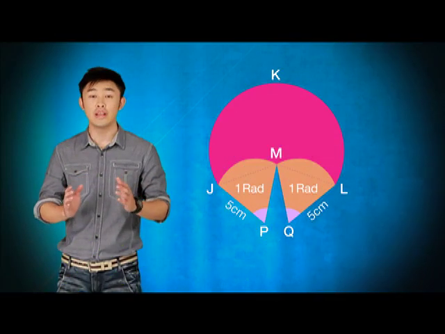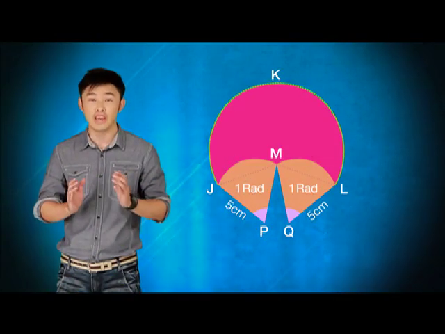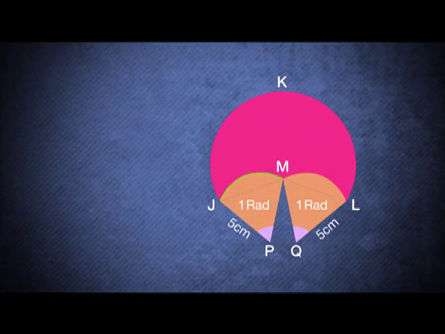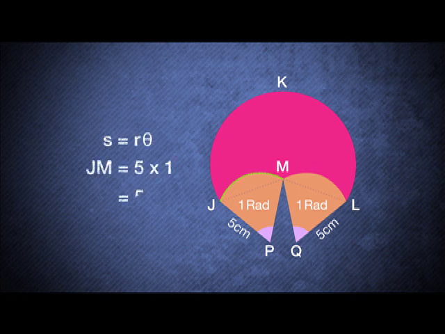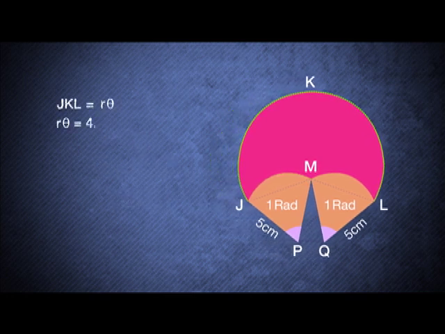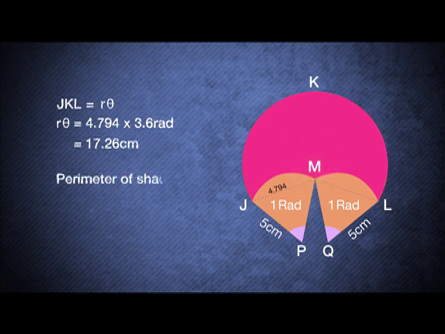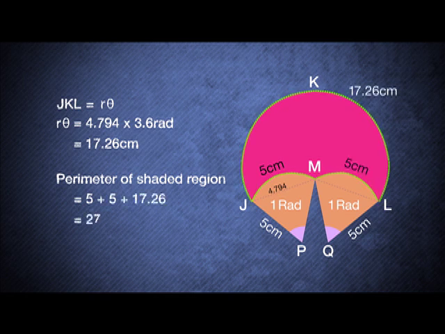For part B, we need to calculate the length of arcs of JKL, JM, and ML. Arc JM is an easy one. Using s equals r theta, JM equals 5 times 1, which is 5 cm. Arc JKL equals r theta, which equals 4.794 times 3.6 radian, and it gives you 17.26 cm. Therefore, the perimeter of the shaded region is 5 plus 5 plus 17.26, a total of 27.26 cm.